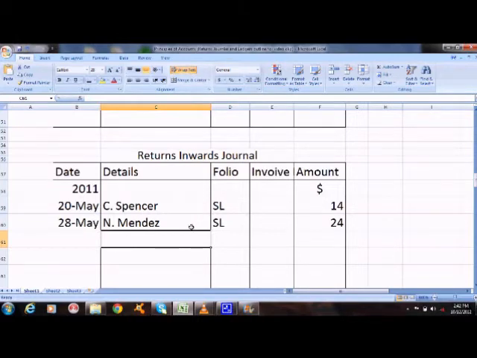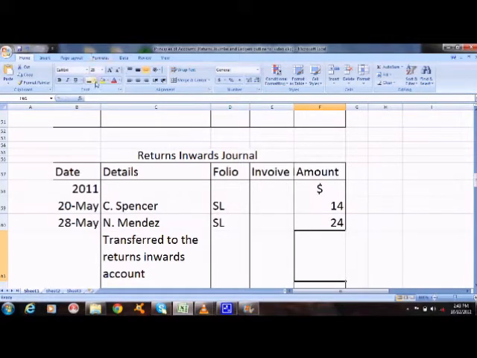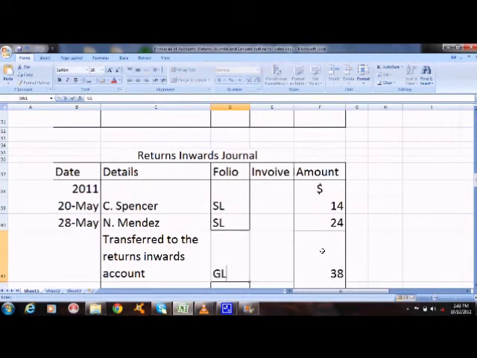do something else. It's transferred to the returns inwards account. Now we're going to do what? General ledger. Now we're going to write our double line and single line, double line, and the amount for that would be 38. So $38 would be going into the general ledger, my friends. That's it for returns journals.